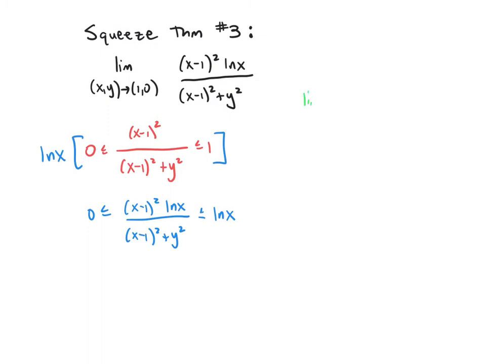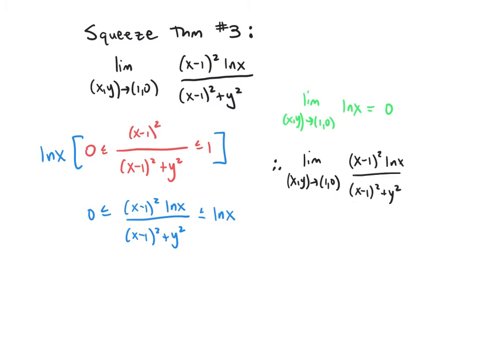All right, so the limit as (x,y) goes to (1,0) of 0 is of course 0, and of natural log of x is also 0, because the natural log of 1 is going to be 0. And so what we can state is therefore the limit as (x,y) goes to (1,0) of (x minus 1) squared natural log of x over (x minus 1) squared plus y squared is also going to equal 0 by the squeeze theorem.